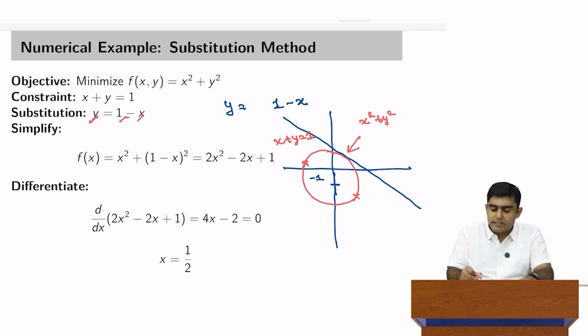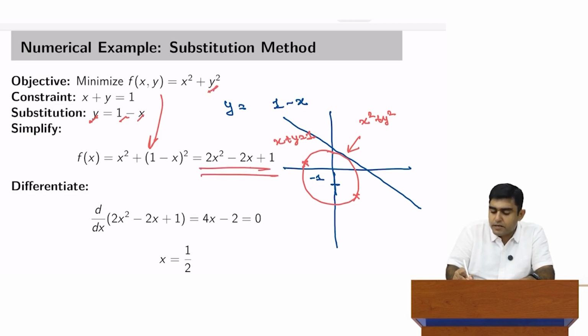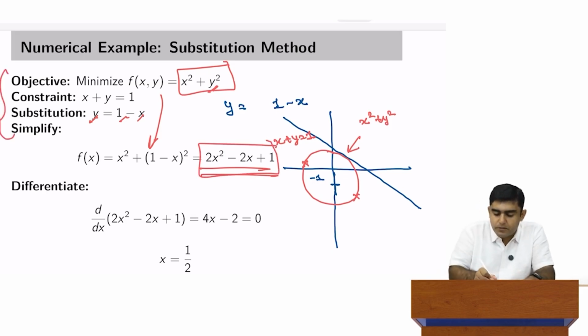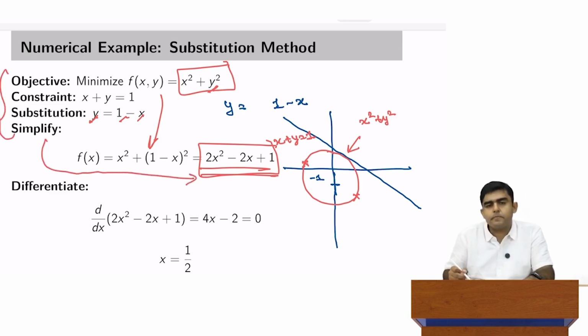Now, if I substitute y is equal to 1 minus x, I reduce this objective function to f(x) equal to x square plus (1 minus x) whole square, because y is substituted in terms of x, and f(x) simply becomes 2x square minus 2x plus 1. So, if our original objective function was x square plus y square, the equivalent unconstrained representation of the constrained problem now takes this form, and we already know how to calculate its minima or maxima.